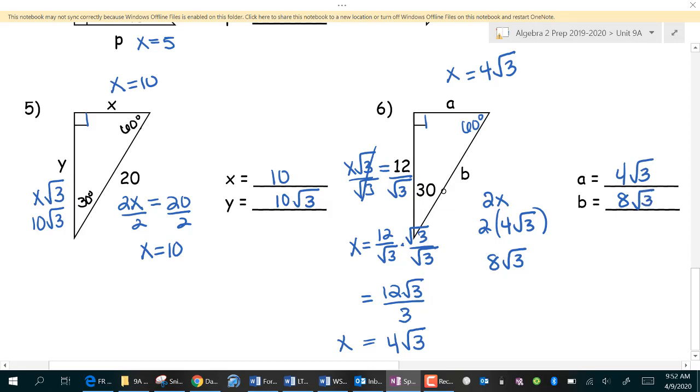And that is all with our special right triangles. And tomorrow we're going to use this to help construct the unit circle.